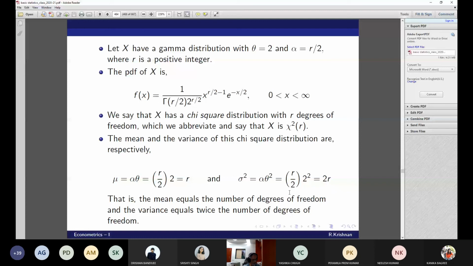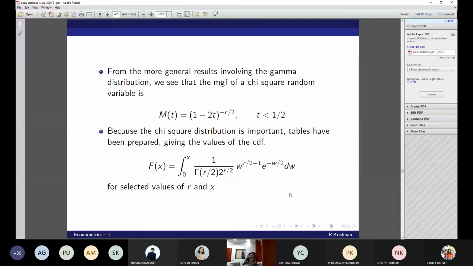MGF of a chi-square random variable, show that it is (1 minus 2t) power minus r by 2, t less than half. Again, otherwise the integral is not well defined. I don't have the proof of this. In the more general results involving the gamma distribution, we see that the MGF of a chi-square random variable is (1 minus 2t) power minus r by 2, t less than half.